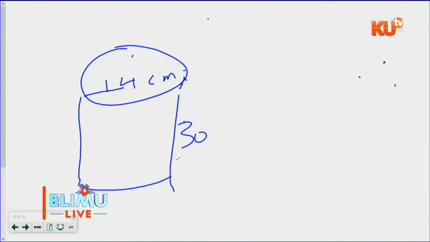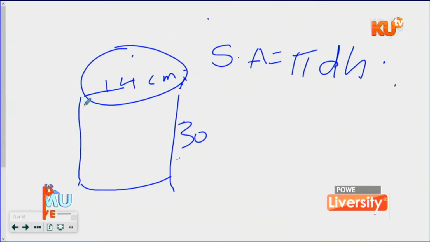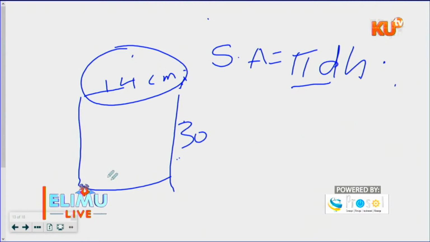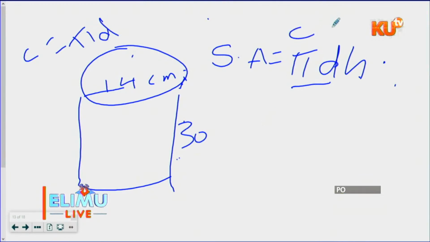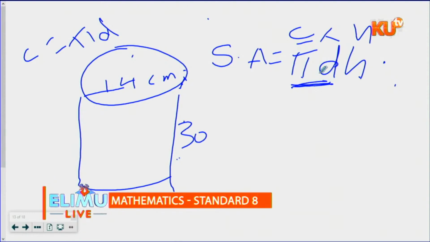Okay, the first thing, as I will insist, always put your formula down. Surface area is equal to, it's only the area of the curved part. Surface area of curved part is equal to pi d h. I explained earlier that it is circumference times height. Therefore, we simply say pi d, because the formula for the circumference is pi d. So circumference times height, where the circumference is replaced by pi d. So we say pi d h.